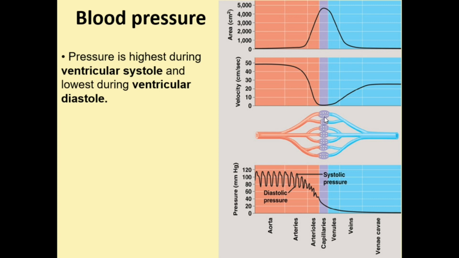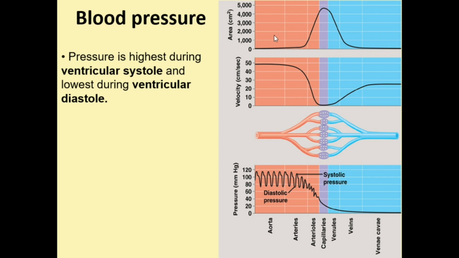It will then move from the capillary beds into venules, and then the venules will start grouping together into veins, and then the veins will group together into the vena cava. So you remember we have the anterior and the posterior vena cava, which will then deliver blood back to the right atrium. So that's the flow of blood from the heart back to the heart.